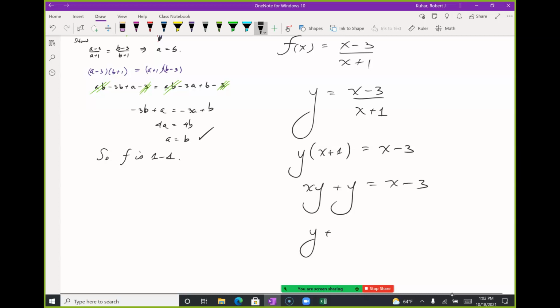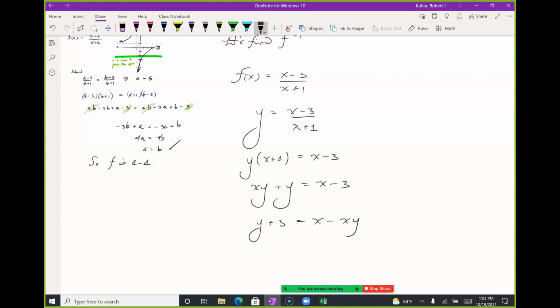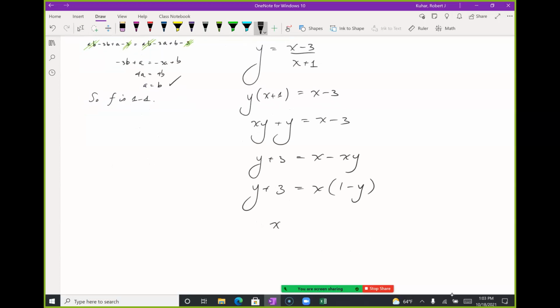I'm going to go y plus 3 equals x minus xy. Notice I moved the xy to the right. It became negative. I moved the negative 3 from the right to the left. It became positive. So I don't add more negative signs. That's what I'm trying to do. Create the least number of negative signs. It's not wrong to do it the other way, but then you have to do a little bit more work later. Okay? So now I can factor out the x here and finally solve for x.